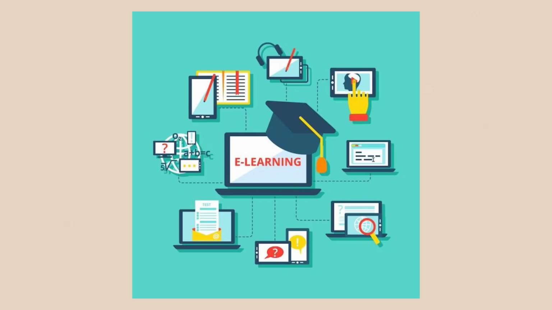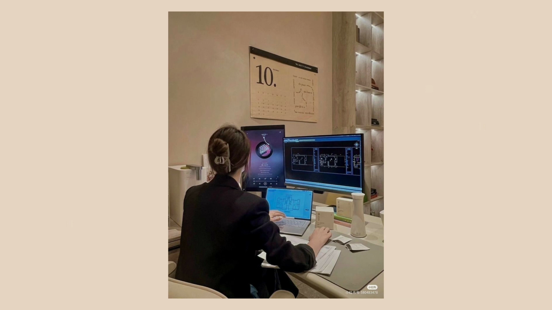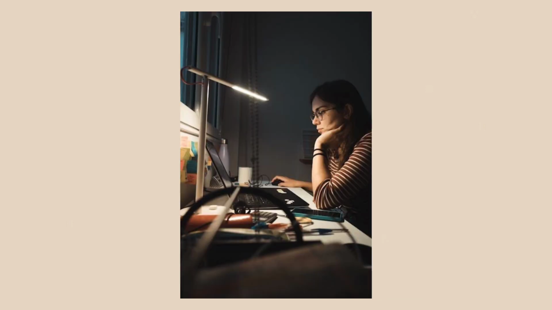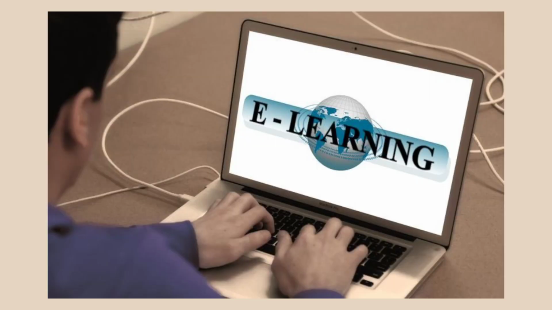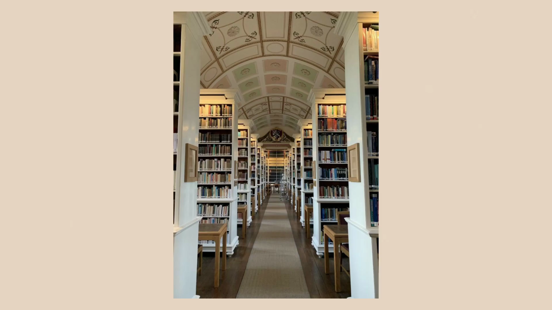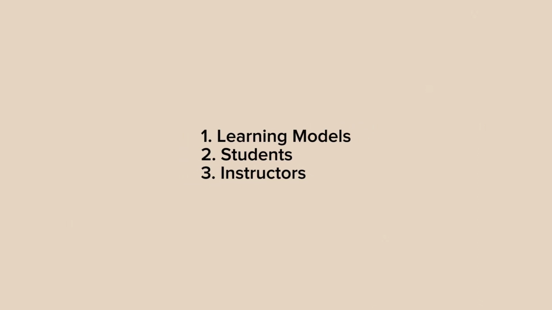Study literature. E-learning is a learning tool that can offer knowledge with information technology regardless of the time and physical location of the learner. Based on 46 journals on the success of e-learning systems, e-learning is divided into 3 main areas. The first one is learning models, the second one is students, the third one is instructors.